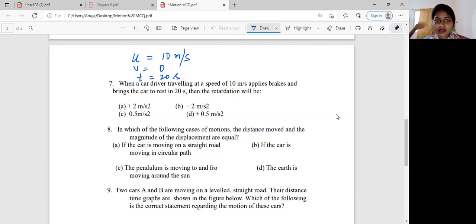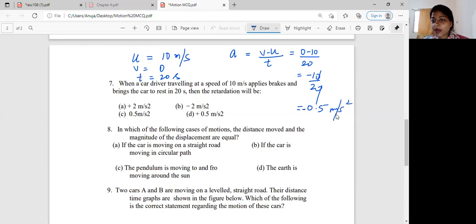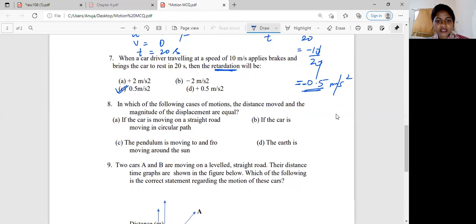Fine. So we can find out the retardation as acceleration is equal to (v minus u) upon t, means change in velocity upon time taken. So change in velocity is 0 minus 10, means final velocity minus initial velocity, upon time taken, that is 20. So minus 10 upon 20, the zeros get cancelled, it becomes 0.5 meter per second square, and it will include a minus. Okay, as the retardation term is already given in the question, it will be 0.5 meter per second square. So option C will be the correct answer.